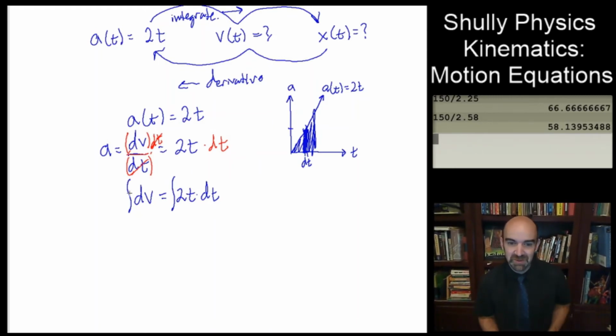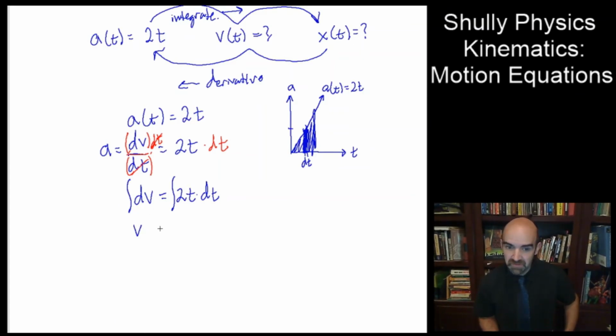The next step is simple. We're just putting this integration sign in front of both. So the integral of dv is v. And over here, the integral of 2t dt is 2, keep that coefficient up front, t to the n plus 1, and the n is 1 to start with, so n plus 1 is 2, divided by 2. So t to the n plus 1 divided by n plus 1. That's the power rule for integration.